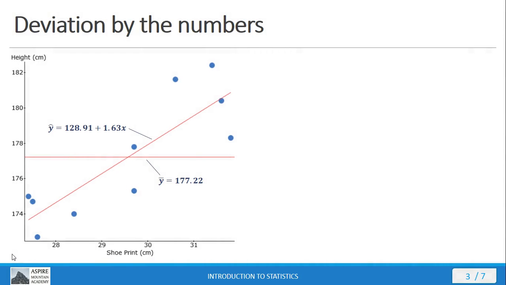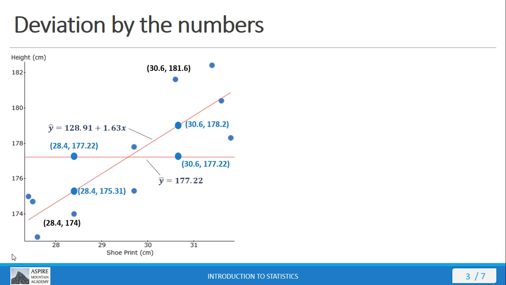We can actually put numbers to what we just described with deviation. So looking at that top data point again, 30.6, 181.6, we can go directly below that to the point on the regression line. That's going to be 30.6, 178.2. And the respective point on the mean line, 30.6, 177.22. So these two lines are directly below that data point of interest. We can do the same thing with the other data point that we looked at over on the lower left.